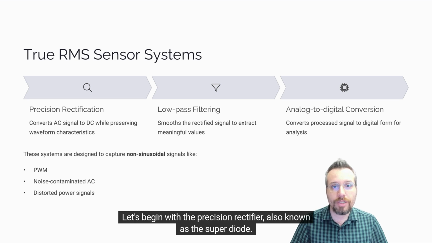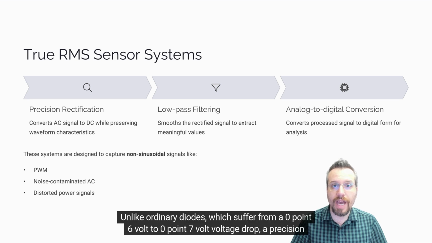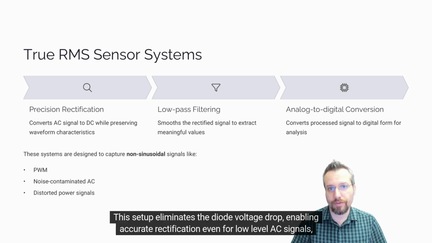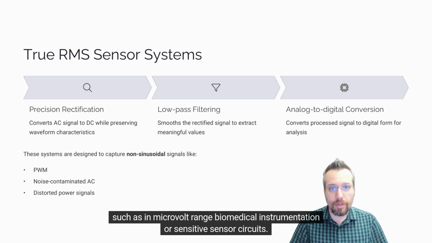Let's begin with the precision rectifier, also known as the superdiode. Unlike ordinary diodes, which suffer from a 0.6 volt to 0.7 volt voltage drop, a precision rectifier uses an op-amp with diodes in a feedback configuration. The setup eliminates the diode voltage drop, enabling accurate rectification even for low-level AC signals, such as in the microvolt range, biomedical instrumentation, or sensitive sensor circuits.